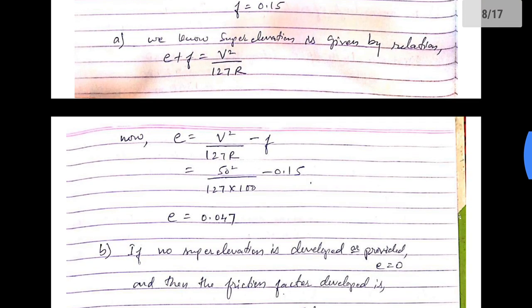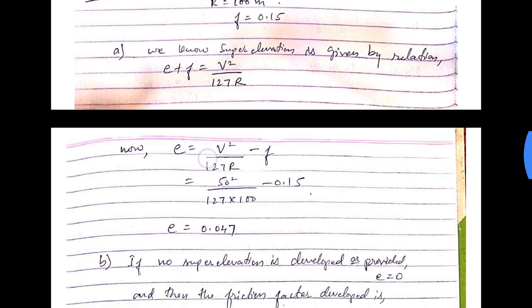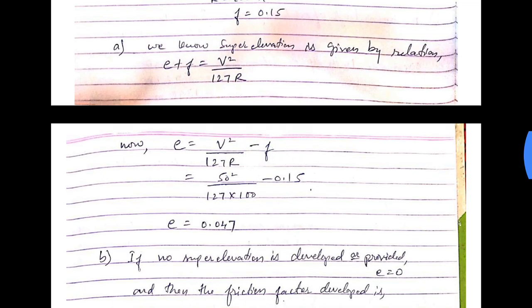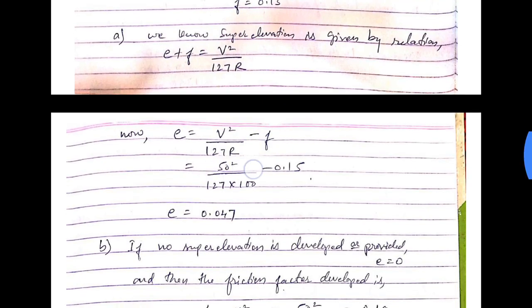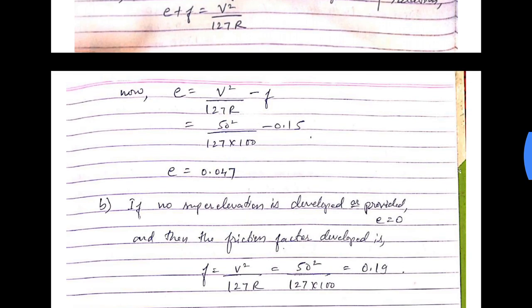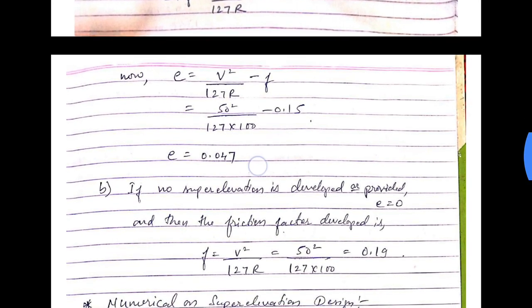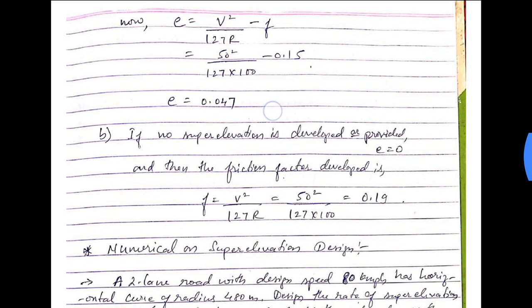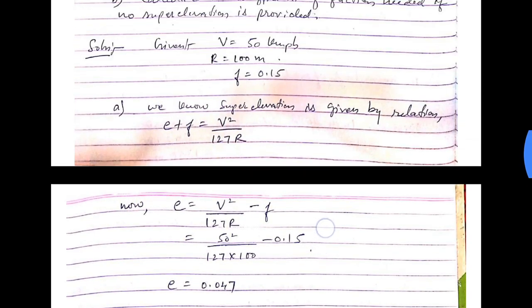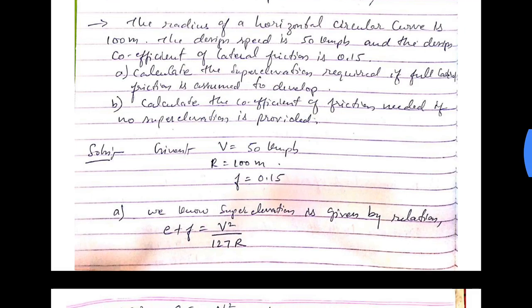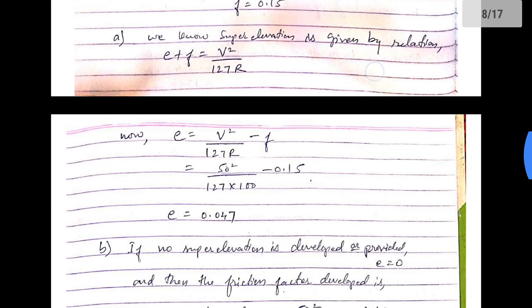Okay, so we need to find out E when friction is 0.15. So we substitute the values of V and F and we solve to get the value of E as 0.047. Okay, this is the super elevation value. In the second condition, it is said that no super elevation exists. We need to find out the coefficient of friction.